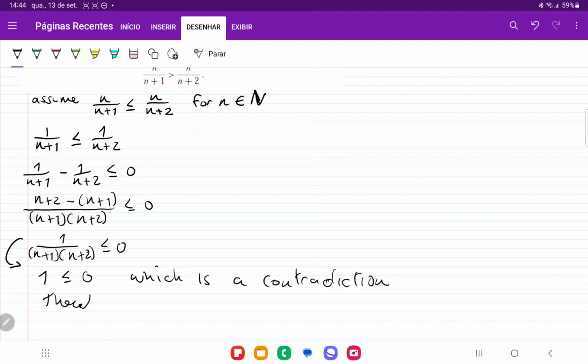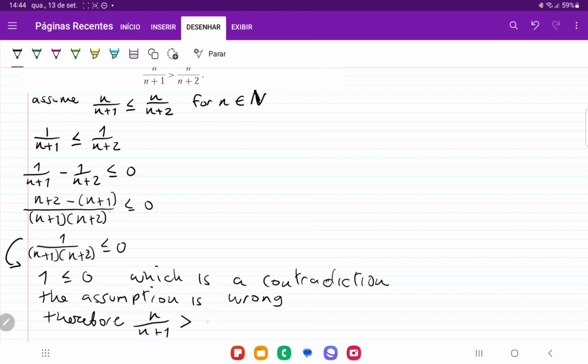Therefore, our assumption must have been wrong. Actually, I'm going to say the assumption is wrong. Therefore, n over n plus 1 is greater than n over n plus 2. And that is it for number 9.